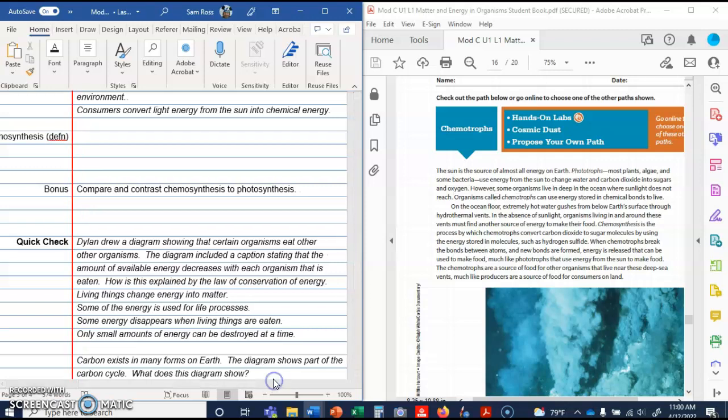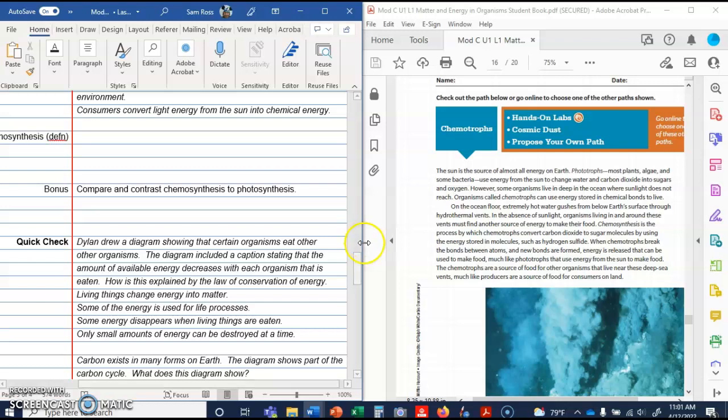And now I have a bonus question that you're going to need to answer because it's probably on one of your tests. It says, compare and contrast chemosynthesis to photosynthesis. What they have in common is that they both create energy. They're both processes that create energy. What is different is that photosynthesis uses the energy from the sun, whereas chemosynthesis uses the energy stored in molecules.